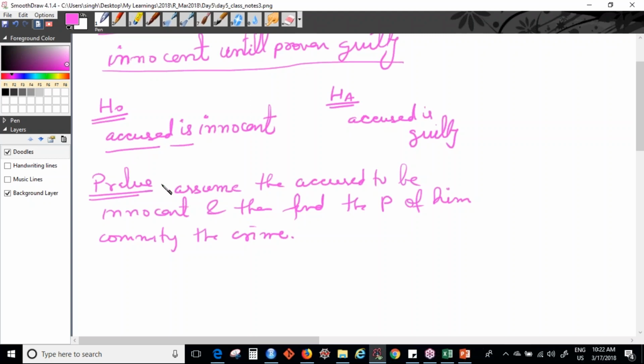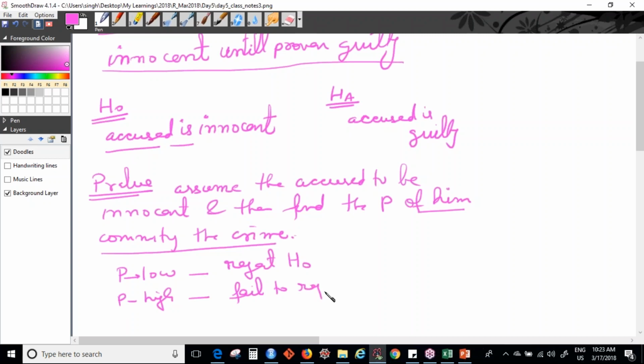Okay. So what do we do here? We find the p-value. We assume the accused to be innocent and then find the probability of him committing the crime. So this is where all the evidence will be presented, and the court will evaluate what is the probability of the evidence against him. Okay, and then we find the p-value. If that p-value is low, if the probability is very low, we reject null. If p is high, we fail to reject null.